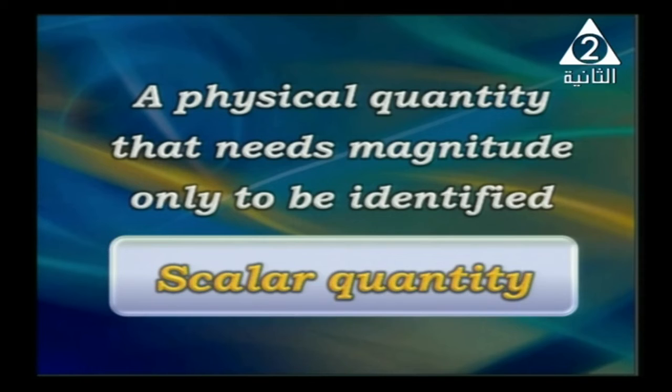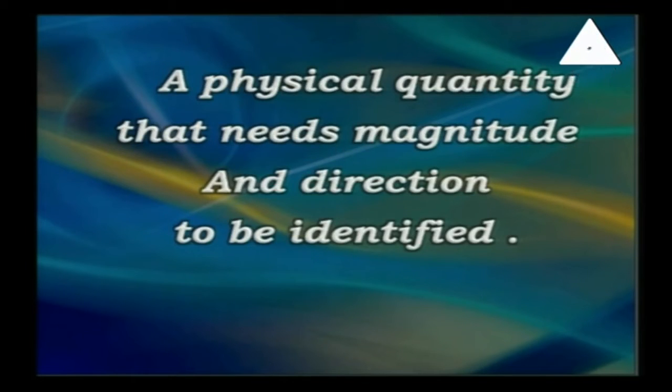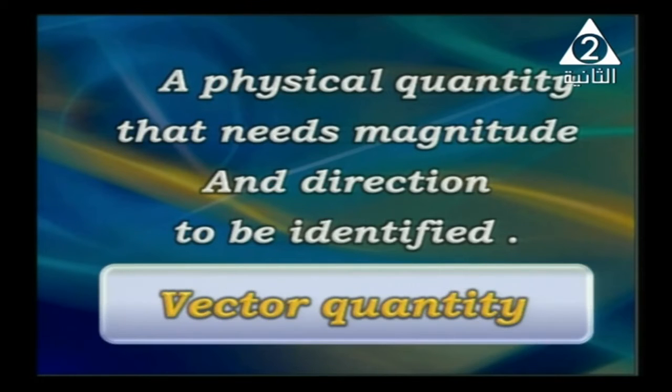If you need to write it, scalar physical quantity is right, but don't write just scalar. So the physical quantity that needs magnitude only to be identified is a scalar quantity. A physical quantity that needs magnitude and direction to be identified is a vector quantity. Like what? Like force, energy, displacement, velocity, acceleration, any one of them.